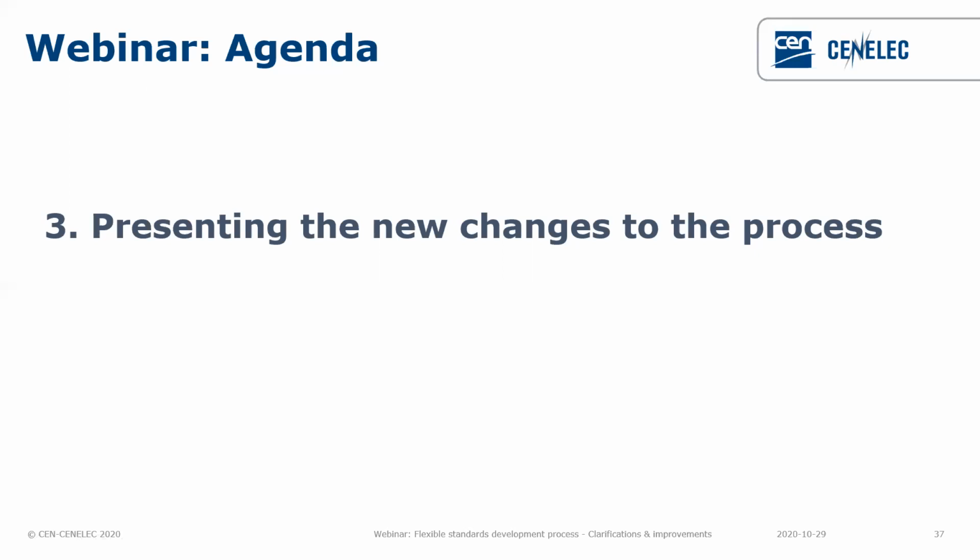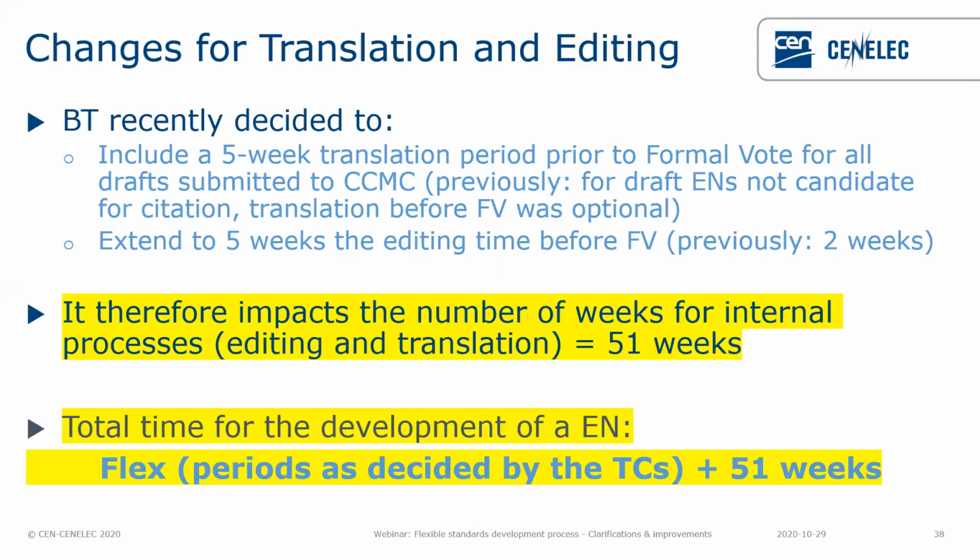Okay, and now we see the changes to the process. Some of them we have already tackled while going through the process again. We can tackle the easy ones first, and just to say that the reference documents for the flexible process have been saved again on the CENELEC boss and were also attached to the invitation email.